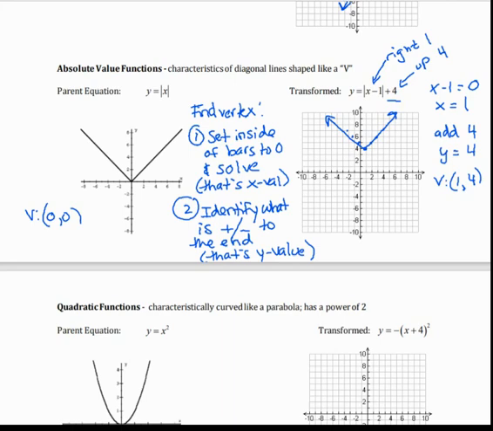So absolute value functions are always V's. Finding the vertex is the key piece of that, and then we can use our transformations.